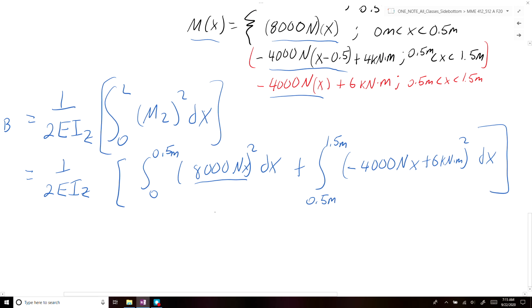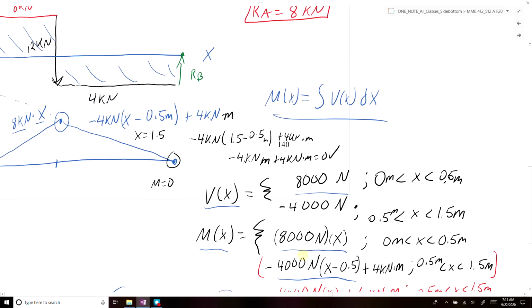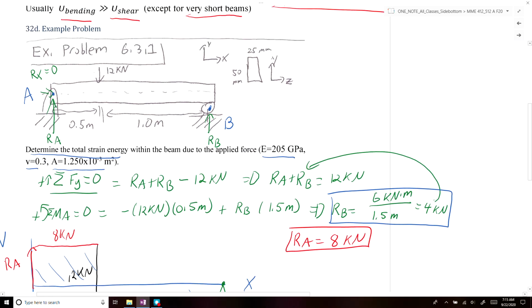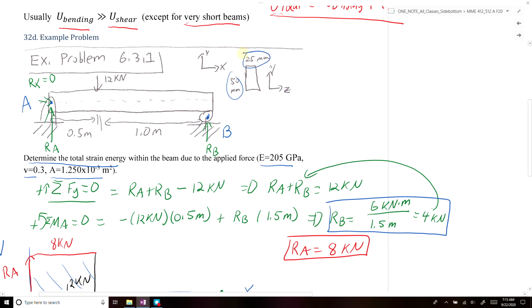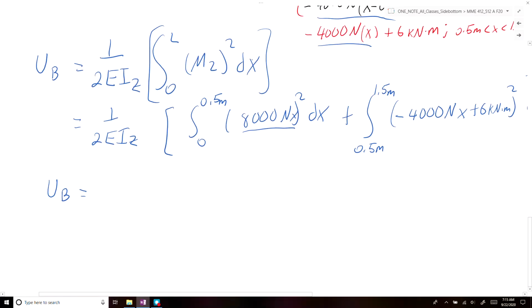If we squared both of these terms, integrated them across their bounds, and did some algebra, plugging in the information from the problem statement, we were given the elastic modulus, the Poisson's ratio, and the cross-sectional area, so we could calculate the moment of inertia that way. We do all of that, plug it all in, and what we end up getting for our bending strain energy is 74.93 newton meters.